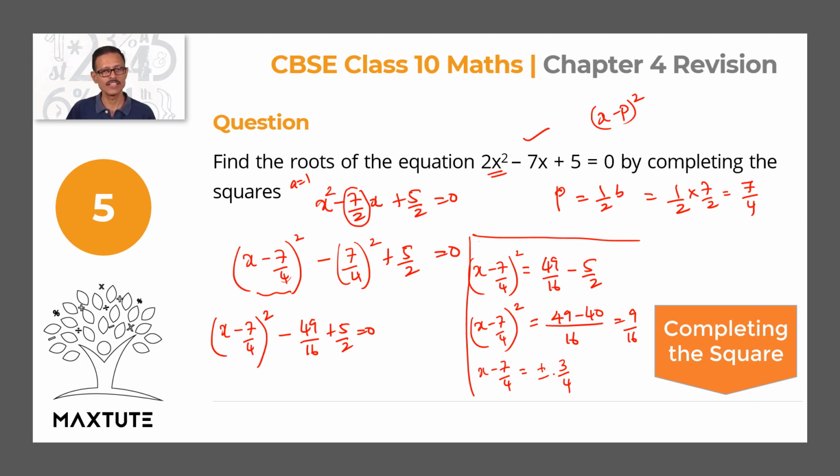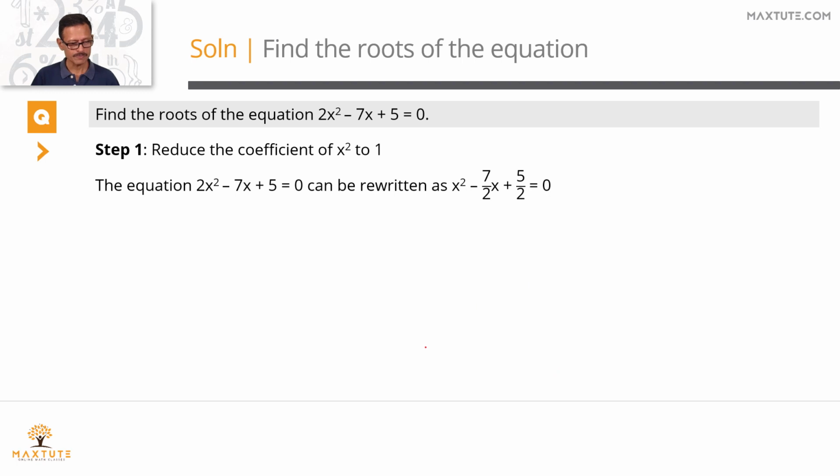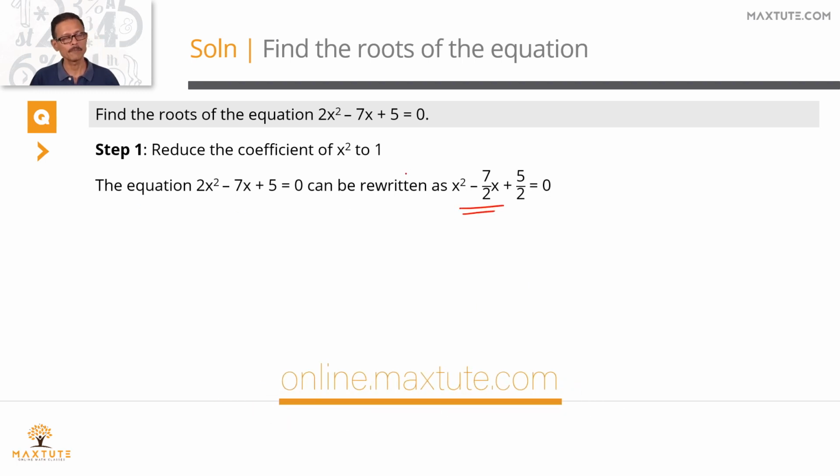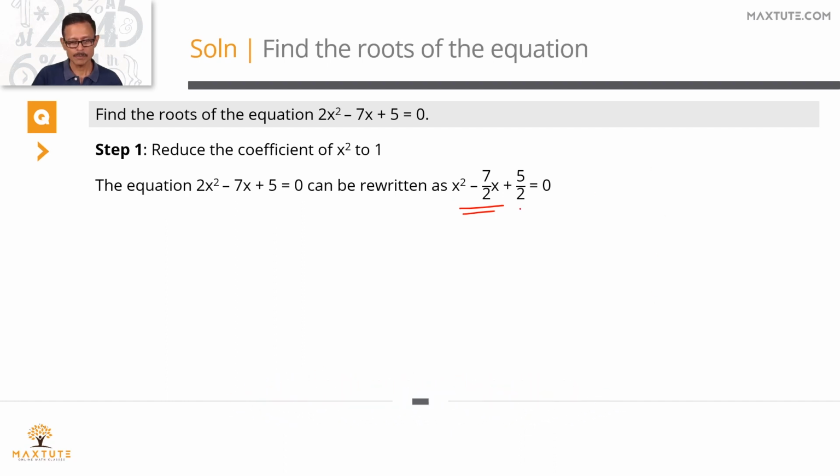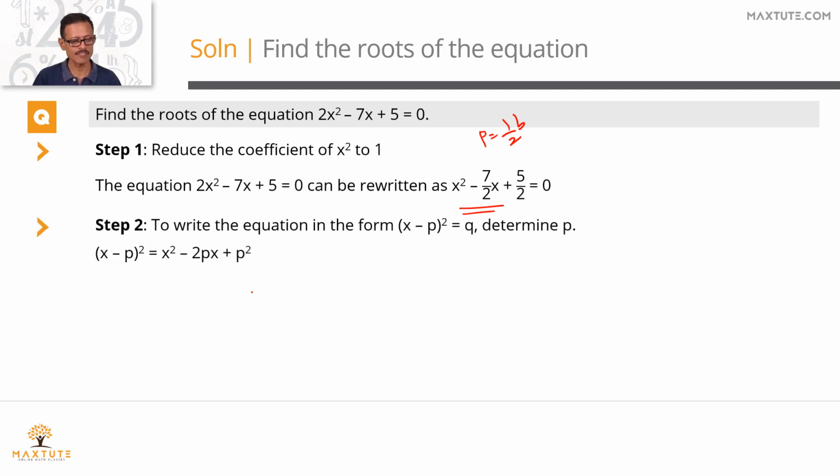Finding out the value of x is very simple. Recap it in a printed form. The equation has been rewritten to have the coefficient of x square as a 1. That's step number 1. Step 2, what is the tip? The tip is basically p is equal to half b. Keep this in mind. b is equal to 7 by 2. So p is equal to half of that, which is 7 by 4.